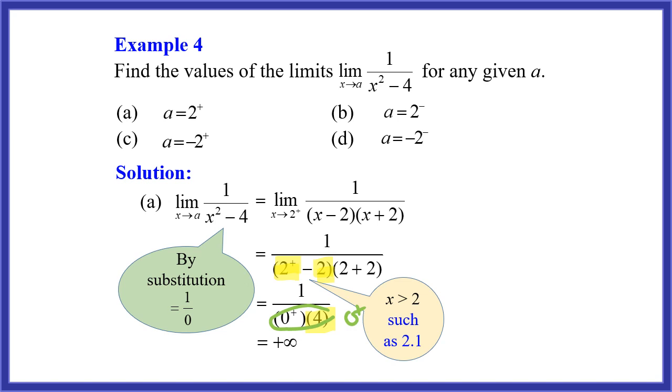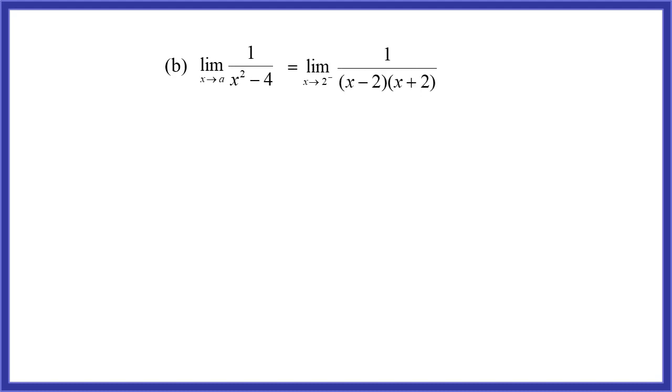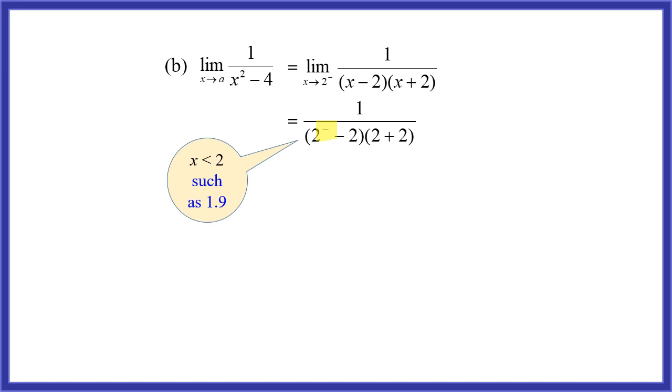So let's see question B. The same method, the same steps. We have to factorize and then we substitute the value 2 from the left side. If we substitute it, it's coming from the left side of 2, so the number can be 1.9, 1.999 and so on. So let's say this 2 from the left side is less than 2, such that 1.9. If we subtract 2, we will have a negative number. That's why it is 0 negative, from the left side of 0. Negative multiplied with a positive will be negative, so it's 0 from the left side. Any number divided by 0 from the left side, which is a negative number, will be negative infinity. So the difference here is that it's coming from the left side. The 0 itself is coming from the left side, even though it's multiplied with a positive number, it's still a negative number.